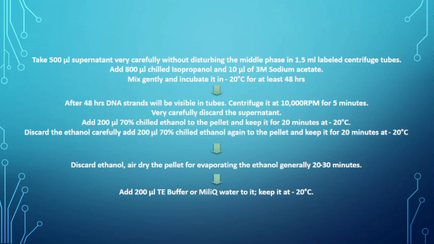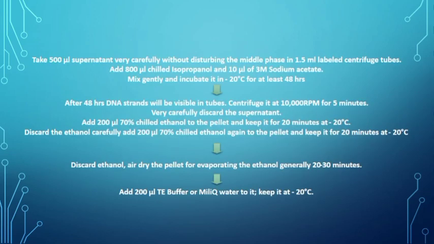Discard the ethanol, or at this step you can also do centrifugation before discarding the ethanol. After centrifugation you can discard your ethanol. Air dry the pellet to evaporate the ethanol. Generally just leave it for 20 or 30 minutes, and after your pellet is dry, add 200 microliters of TE buffer, or just suspend it in milli-Q water, and keep it at -20°C for further use when you want to do your PCR.